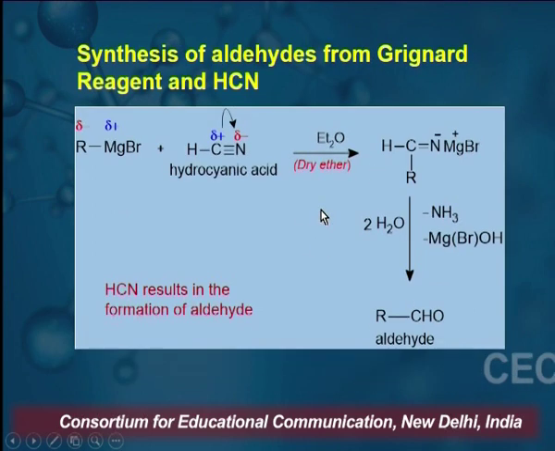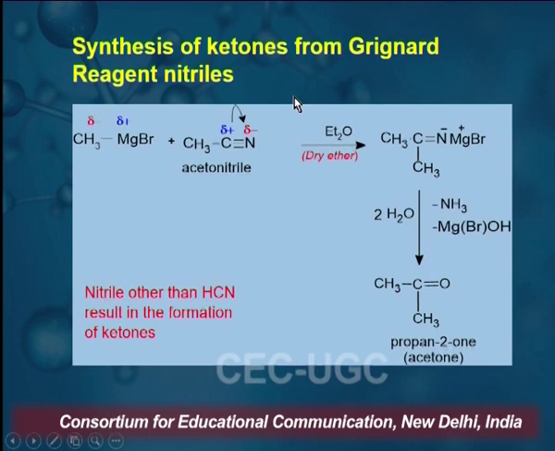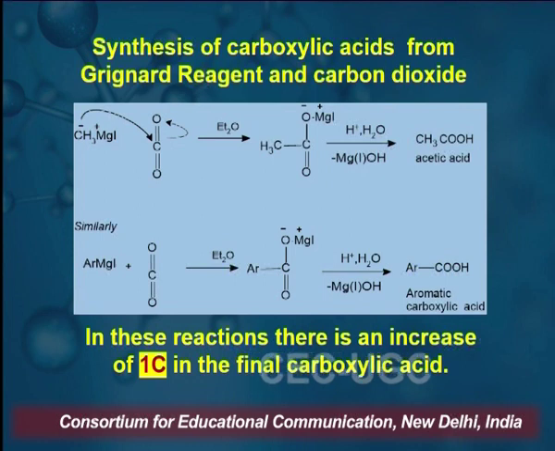So, the difference between these two is that here we have H only in HCN. So, it will always result in the formation of aldehyde, and here it will always result in the formation of the corresponding ketone. Next is synthesis of carboxylic acid, which we have already discussed. Here this will result in the formation of corresponding acids.